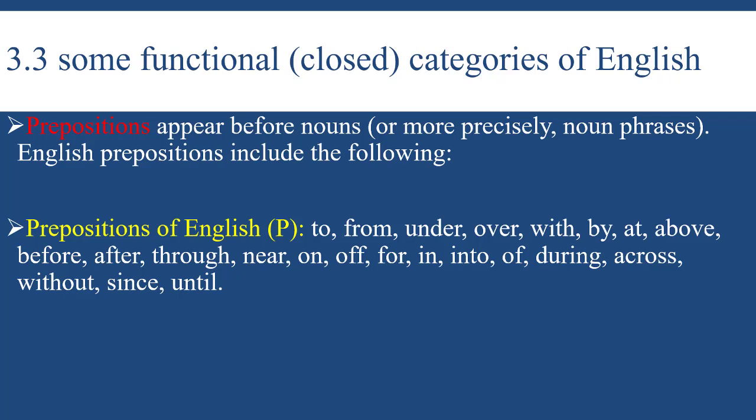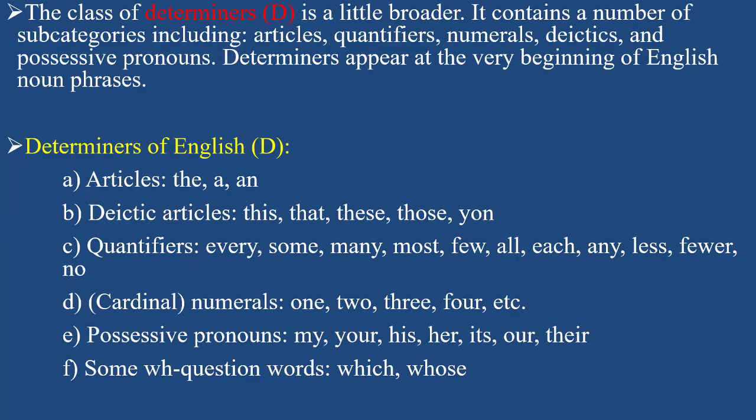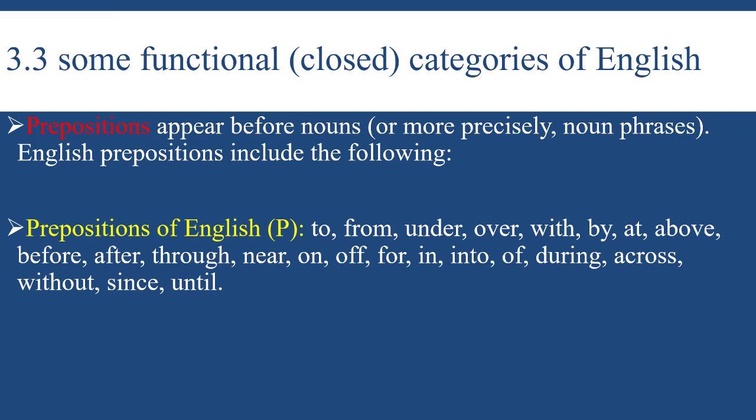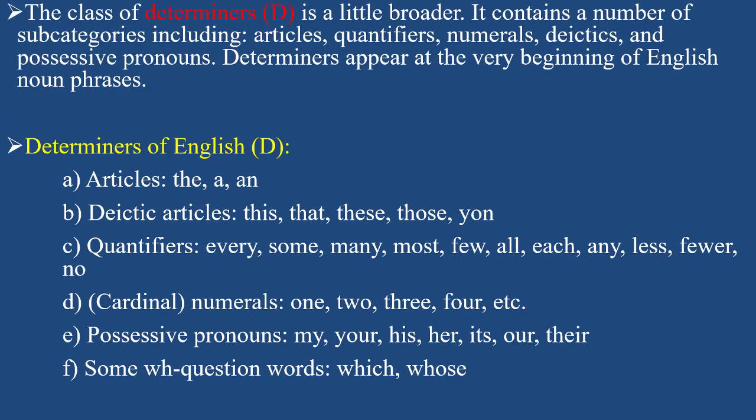Prepositions appear before nouns, or more precisely, noun phrases. English prepositions include the following: to, from, under, over, with, by, at. As you can see, we have so many on the screen. And then we have the class of determiners. Let's move on to determiners, which is a little broader.